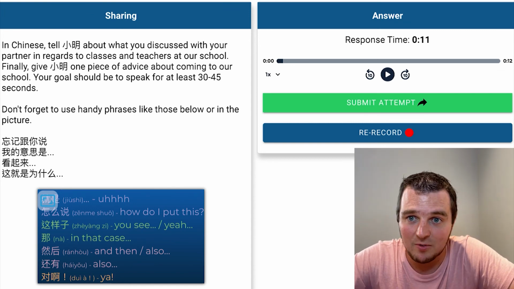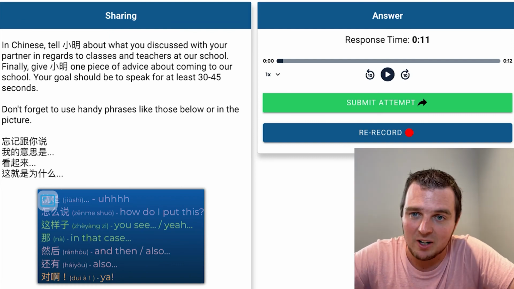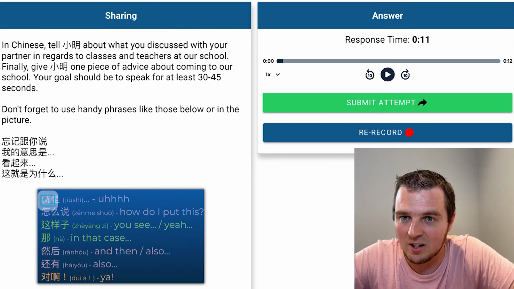So this is an example of a way that you can have students follow up on an interpersonal or interpretive assessment on Extempore.